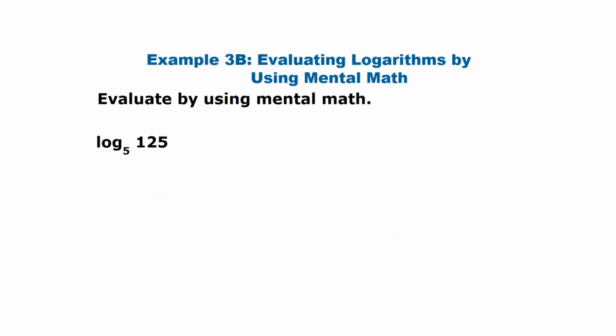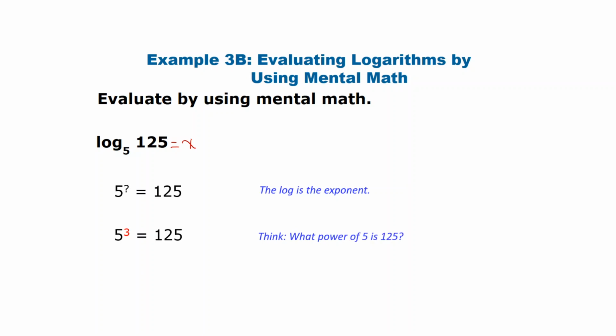Here's another example for you to try. On this one, again, we're looking to find out what x equals. So we're going to think to ourselves, 5 to the what power equals 125? And you can just think this in your mind. 5 times 5 is 25. One more, 5 times 5 times 5, would be actually 125. And so 5 to the third power equals 125. Then to rewrite it in logarithmic form, log base 5 of 125 is equal to 3.